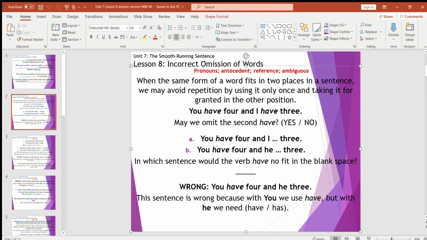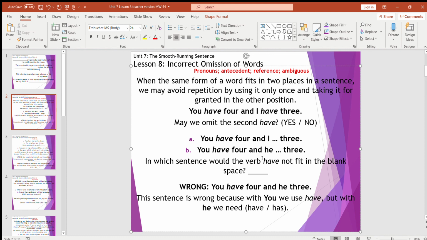So you have 4 and I blank 3 versus you have 4 and he blank 3. Which sentence would the verb not fit? Sorry, would the verb have not fit in the blank space? You wouldn't say he have 3, right? That would sound really wrong.